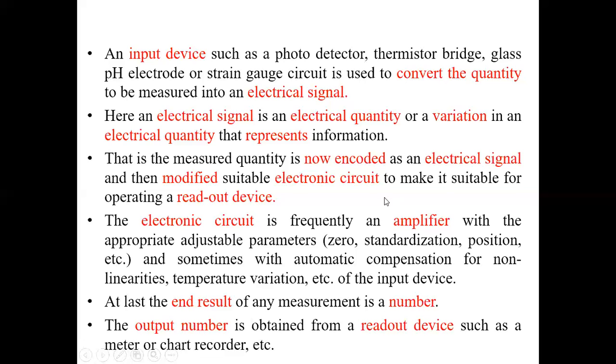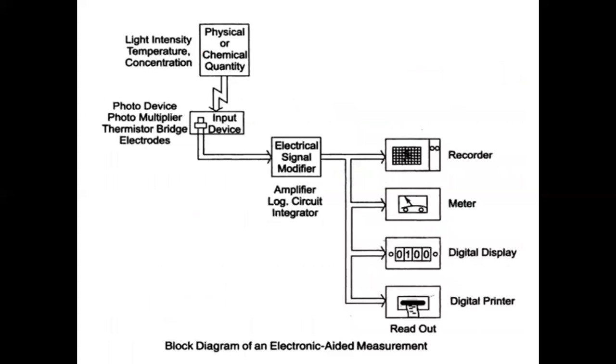Okay, in the last stage of the system, we have the readout device. Ultimately, at the end, the measurement is a number. That is, the end result is nothing but a number. This number is obtained from output devices like a digital display, a digital printer, or a meter. In the meter also we have a certain scale, and the scale will have certain numbers. So the physical quantity is finally converted into a number.